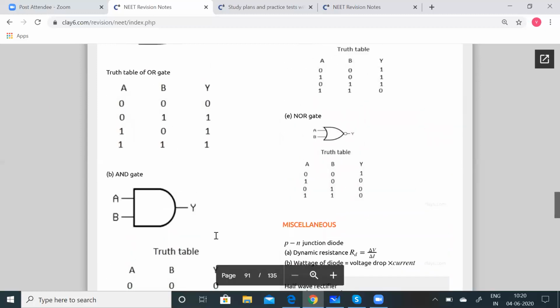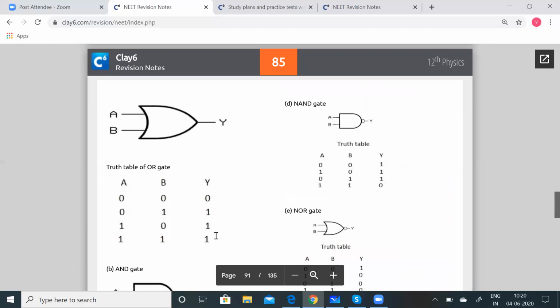And the NAND gate is obtained by connecting the output of an AND gate to the input of a NOT gate. Its output is high if both inputs A and B are not high. It is described by the Boolean expression A dot B, the whole bar, is equal to Y. And the symbol is this, and the truth table is given here.